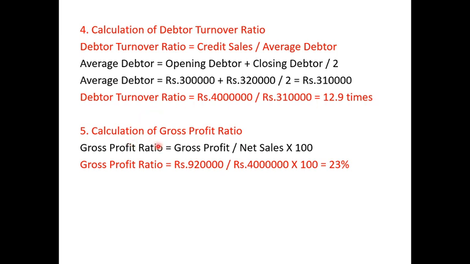Next, we have to calculate the gross profit ratio. The formula for gross profit ratio is gross profit divided by net sales into 100. Here gross profit is given and sales is also given. If we substitute, we get gross profit ratio of 23%. Always these ratios, gross profit, net profit, operating profit ratio and expenses ratio, are all expressed in terms of percentage.